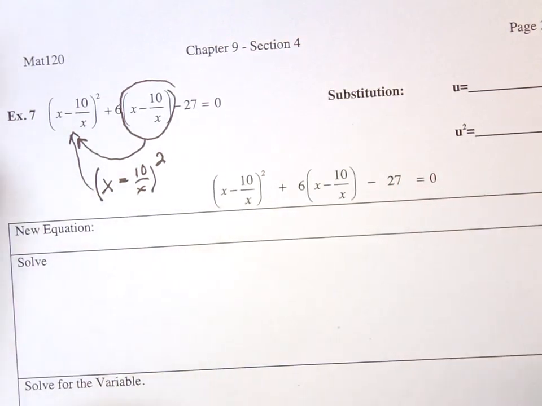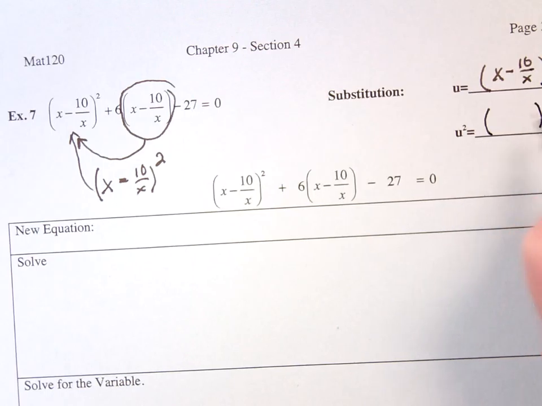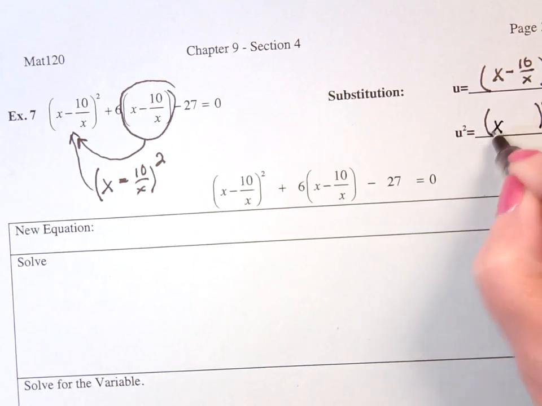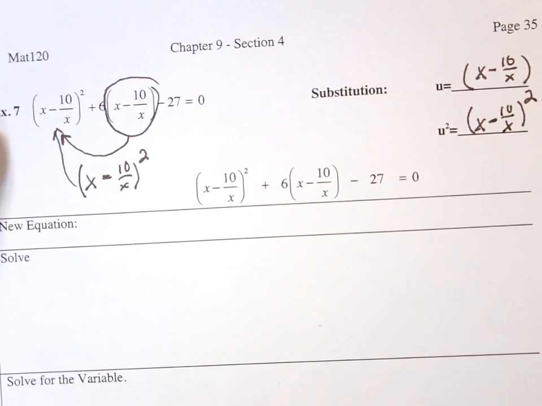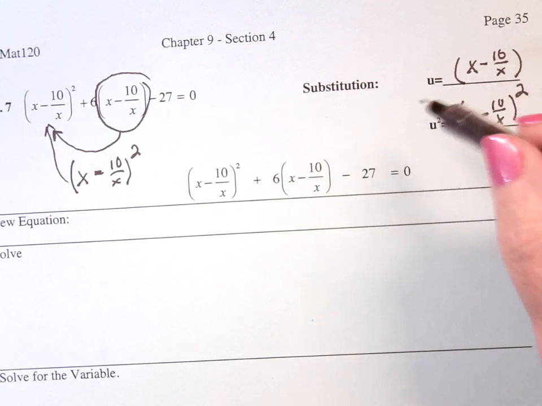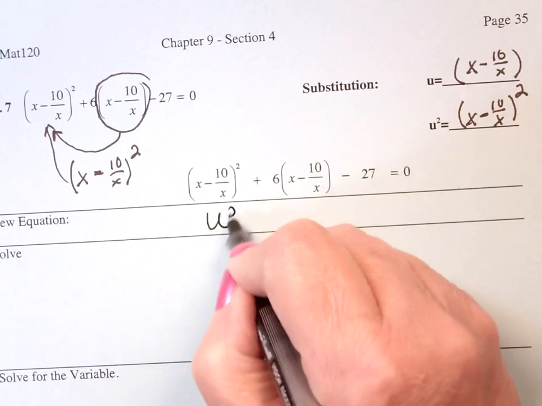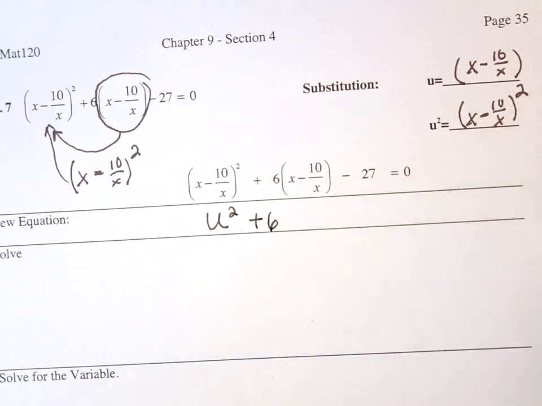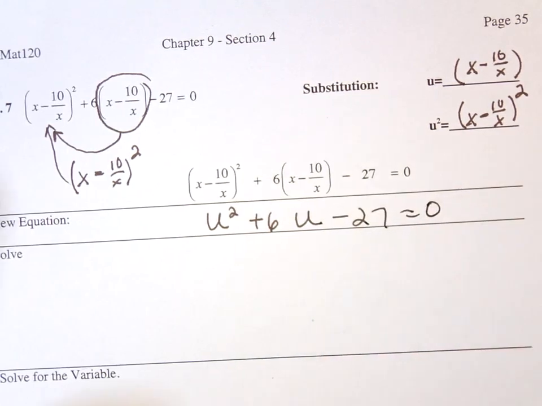So that's the pattern. So that u is going to be x minus 10 over x. And then if I square both sides, it's going to be that set of parentheses squared. So wherever I have an x minus 10 over x, the quantity squared, I'm going to put u squared. And where I have x minus 10 over x, I'm going to put u. And now that's not so intimidating.